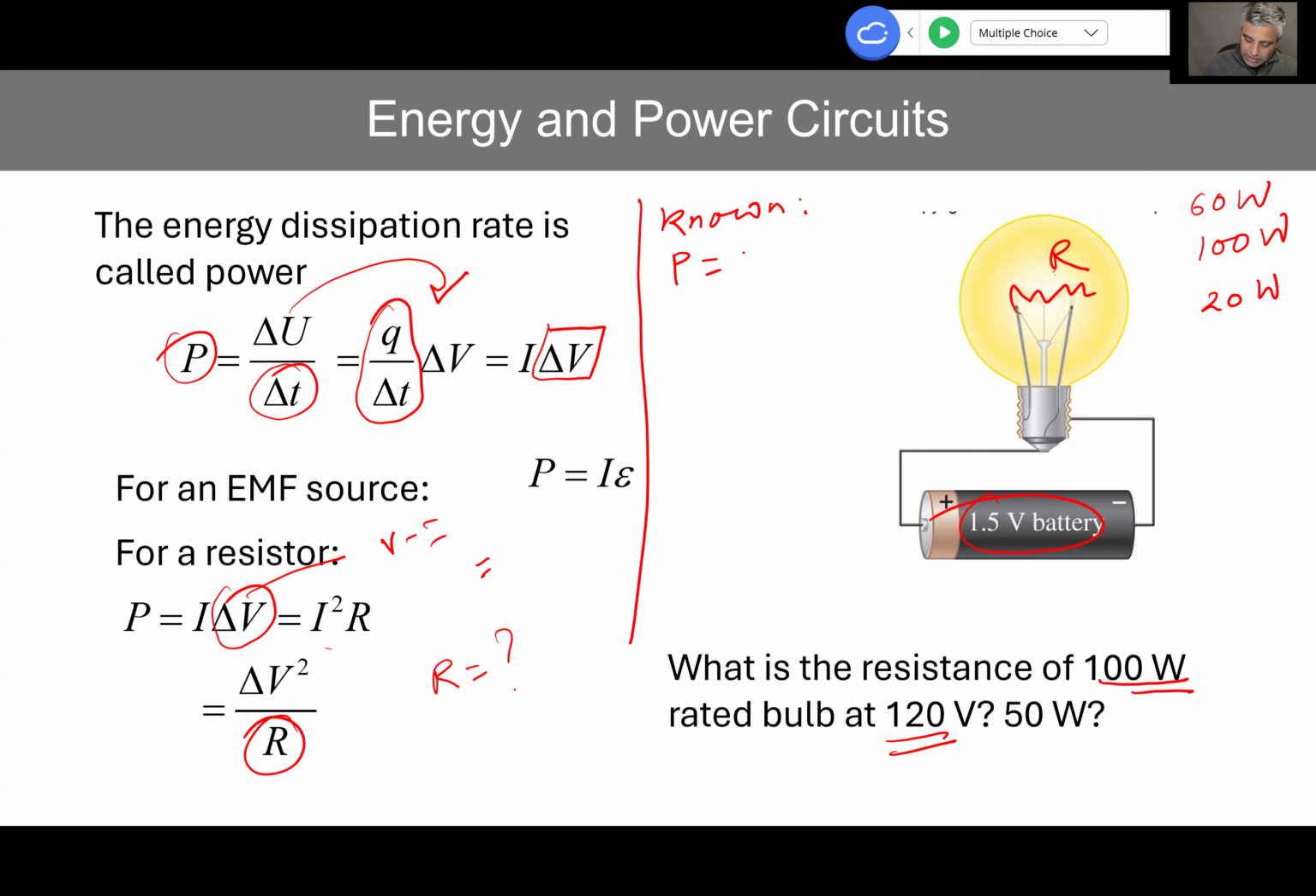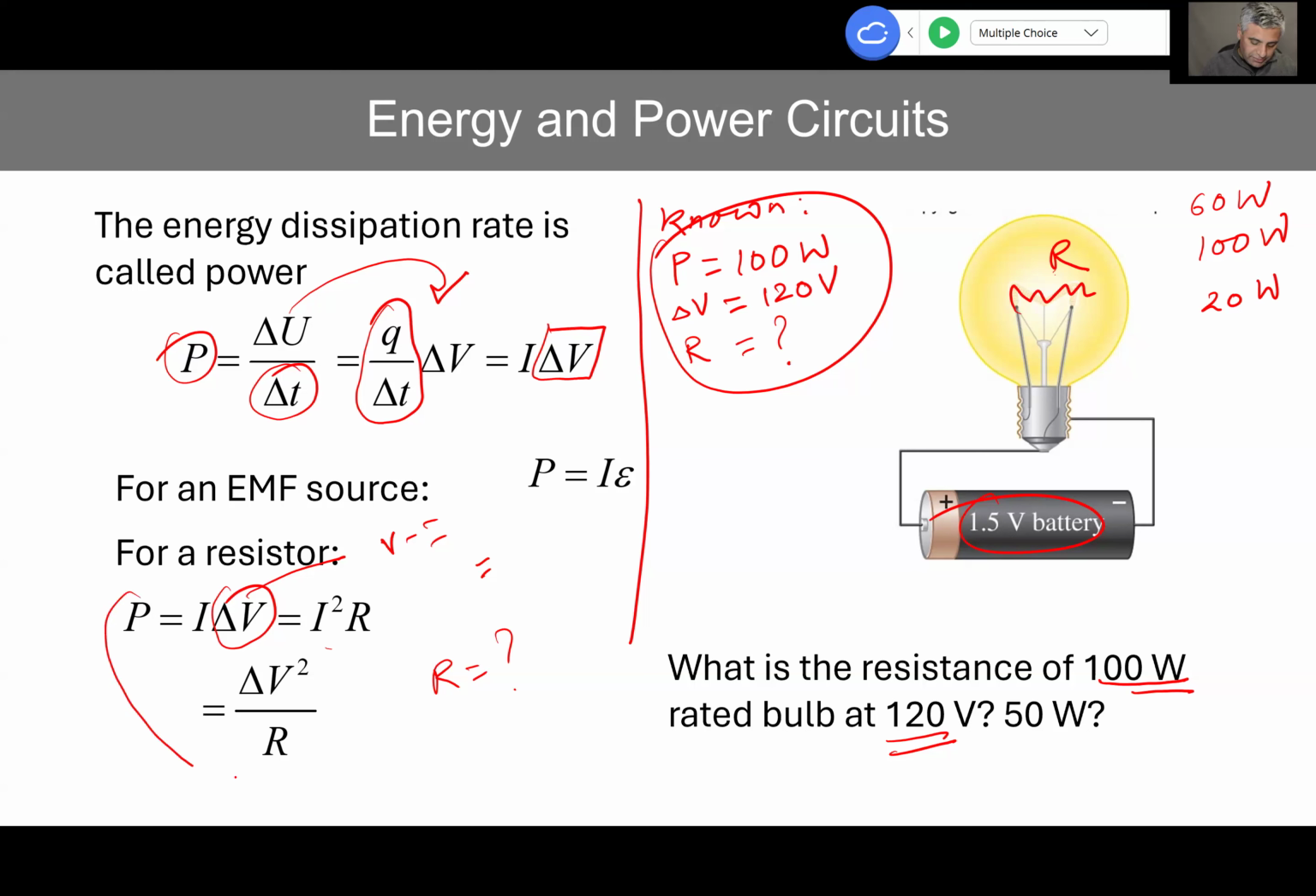Power is given, which is 100 watt. And then potential difference is given, 120 volts. And it's asking for resistance. So if we look at these three and look at this equation, we can tell we can use that equation to solve for resistance. So using this equation and rearranging this for R, we can get delta V square over power.